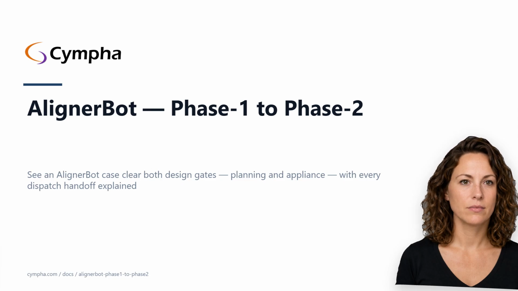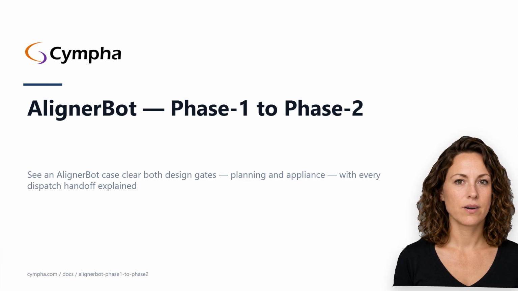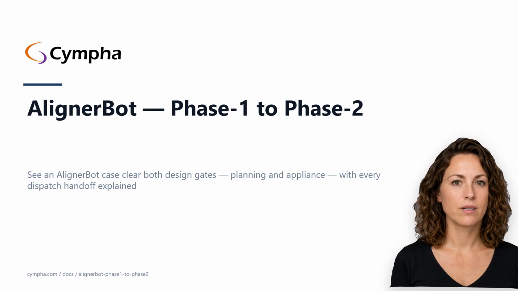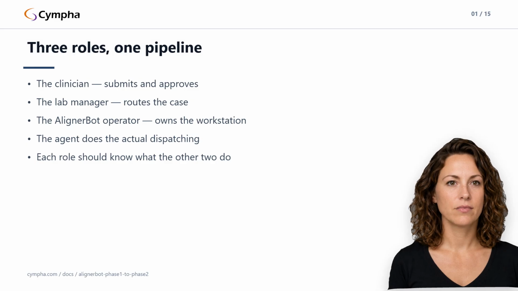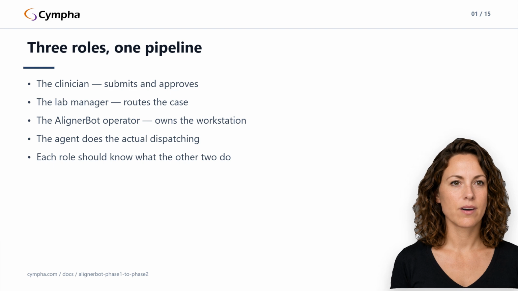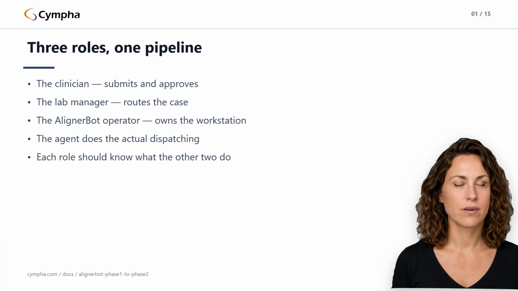Let's trace it. First, the cast, because an AlignerBot case is a 3-role relay, plus one non-human runner. The clinician submits the case and, later, approves or rejects what comes back. The lab manager routes the case to the right place, one decisive click, as you'll see. The AlignerBot operator is the person at the lab whose workstation hosts the design engine. Interestingly, their main job during a healthy case is to do nothing at all.